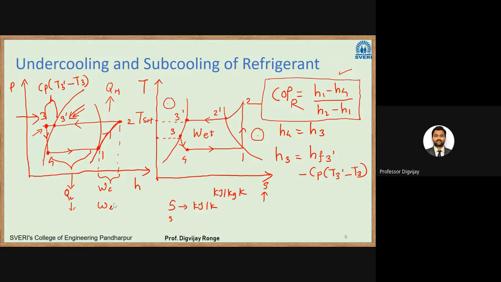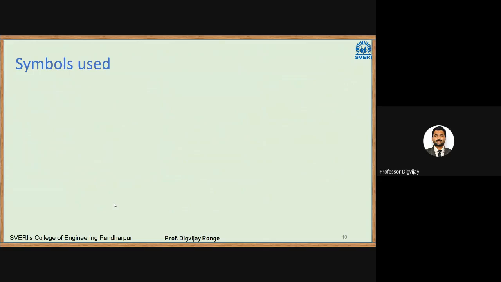Okay, so today we'll start solving the numericals. This is the last part of the first chapter, numericals of VCC. Then we'll see some advantages and disadvantages, so that will be the last part. Before we go further in this VCC, I first want to clear some symbols.